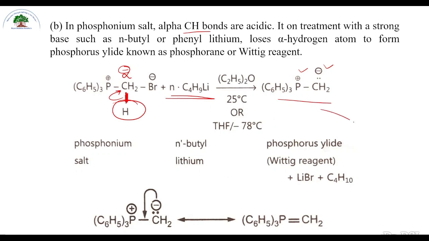This phosphorus ylide is resonance stabilized. That is, this negative charge can form a double bond here, and we can get this doubly bonded compound. Reversely, it can form a negative charge on the carbon and a positive charge on the phosphorus. So it is a resonance stabilized phosphorus ylide, and it is a stable one.